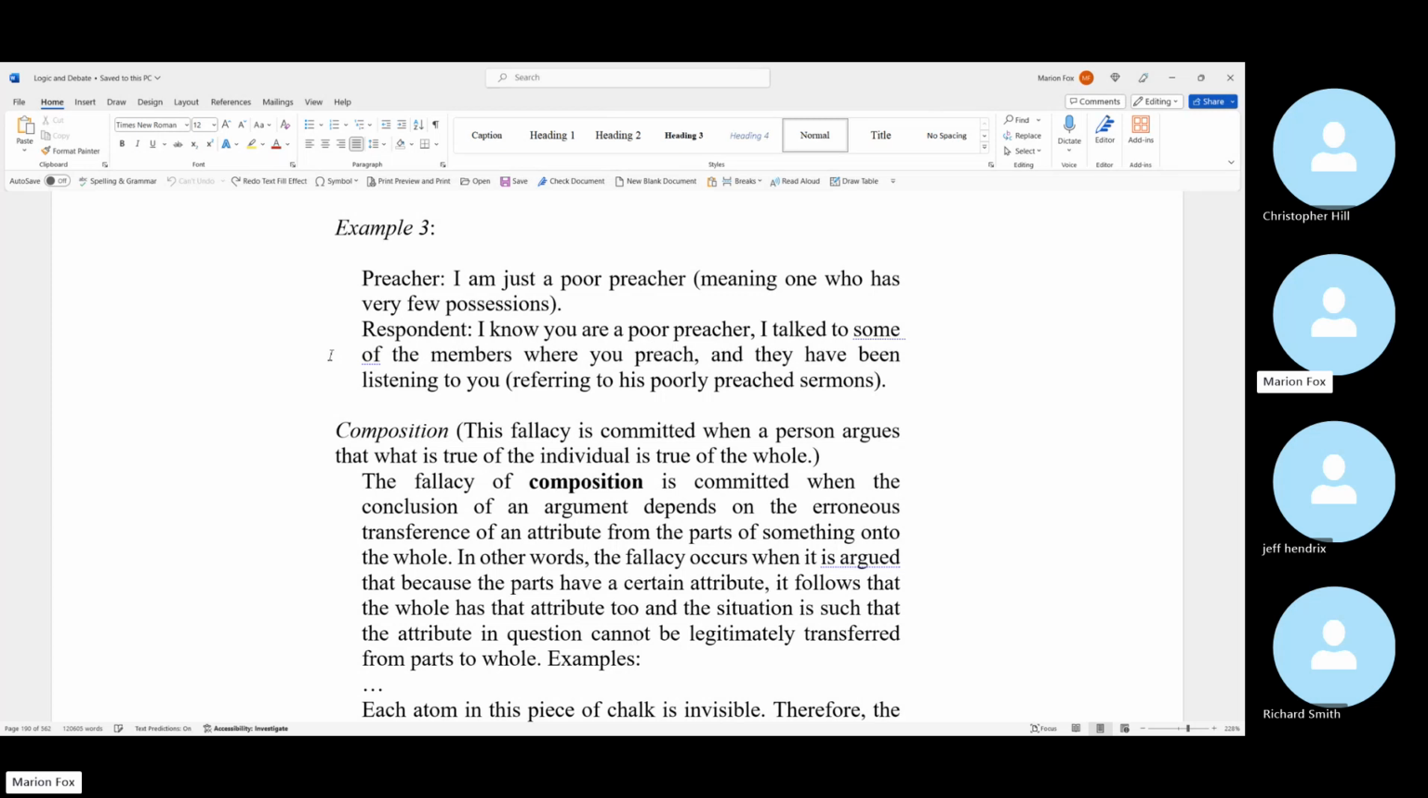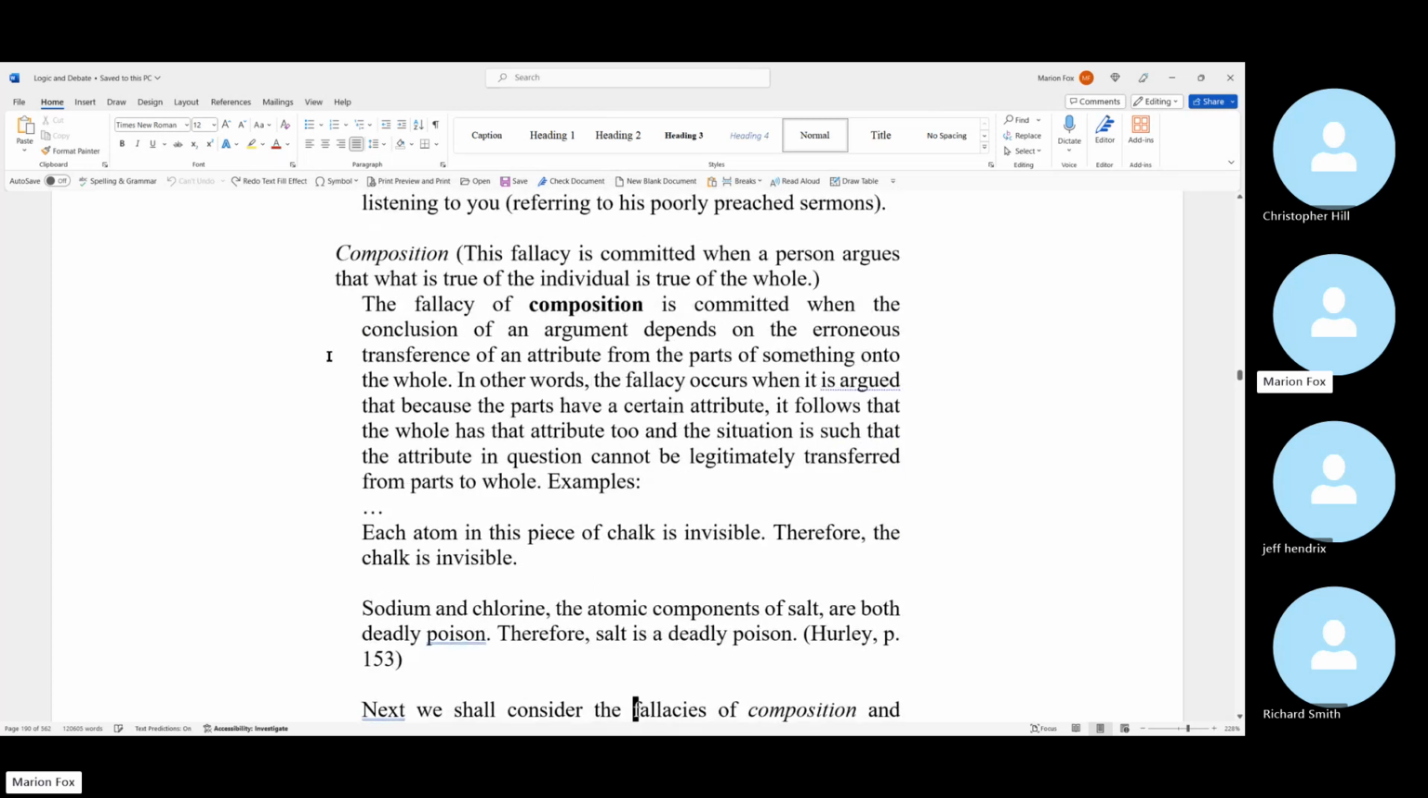The fallacy of composition is committed when the conclusion of an argument depends on the erroneous transference of an attribute of the parts of something onto the whole. In other words, the fallacy occurs when it is argued that because the parts have a certain attribute, it follows that the whole has that attribute too. The situation is such that the attribute in question cannot legitimately be transferred from parts to the whole. Now, sometimes they can be transferred, but not always. Most of the time they cannot.